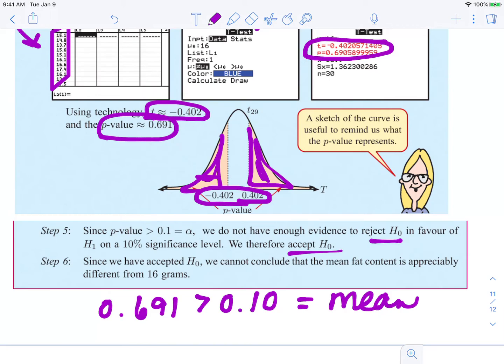Step 6, since we accepted that null hypothesis, we cannot conclude that the mean of the fat content is unacceptable.